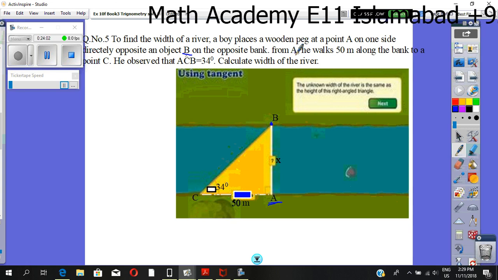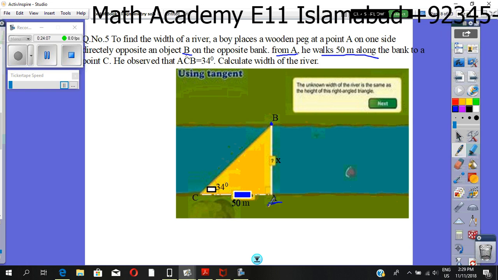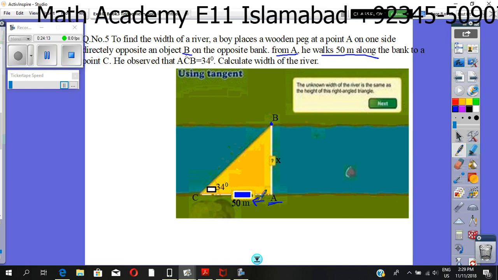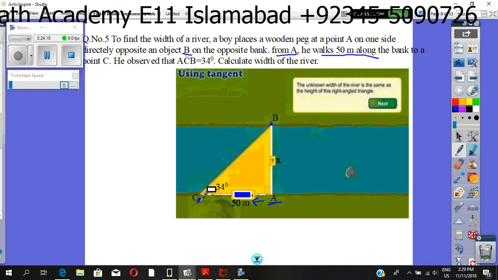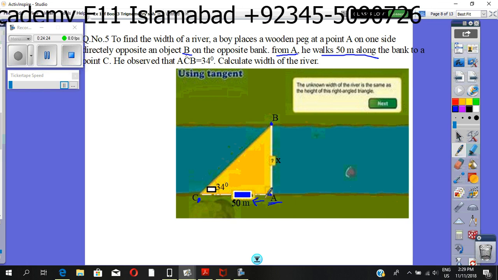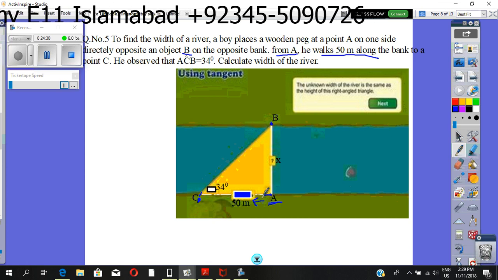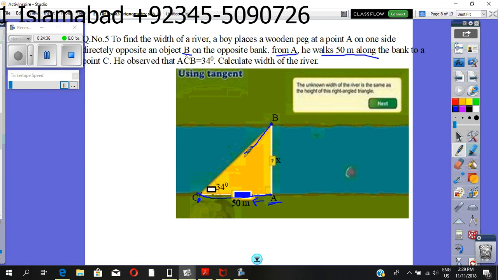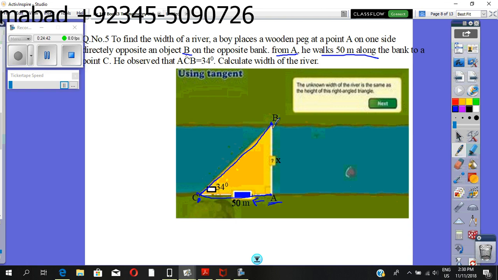From A, he walks 50 meters along the bank, just like this, in this direction, to a point C. Here he stops. He observed that angle ACB, angle A, C and B, if we check here, AC and here B, is 34 degrees. Here we're supposed to calculate the width of the river.